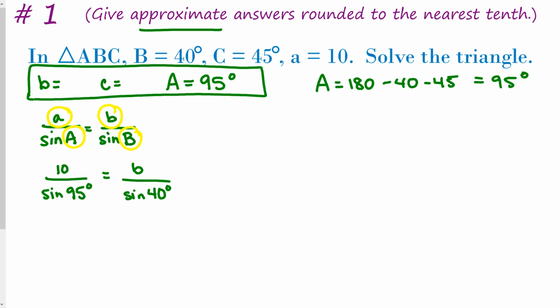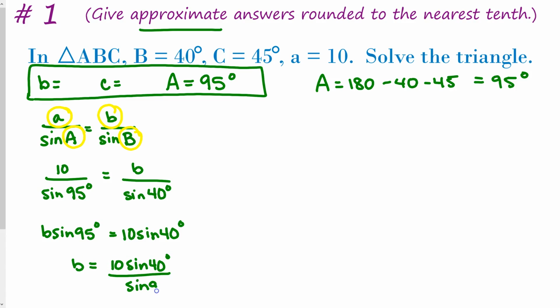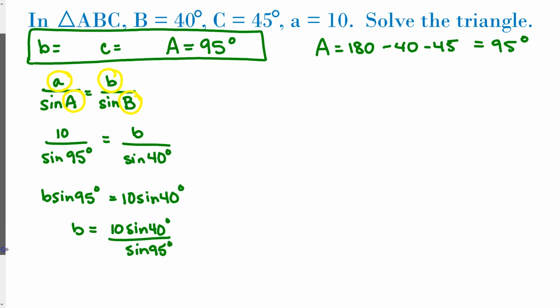So to solve this proportion, I would cross multiply, and that gives us B sine 95 degrees equals 10 sine 40 degrees, and then divide both sides by sine of 95 degrees. So B equals 10 sine 40 degrees over sine of 95 degrees. Notice I haven't put anything in my calculator yet. We're keeping everything exact for the moment.